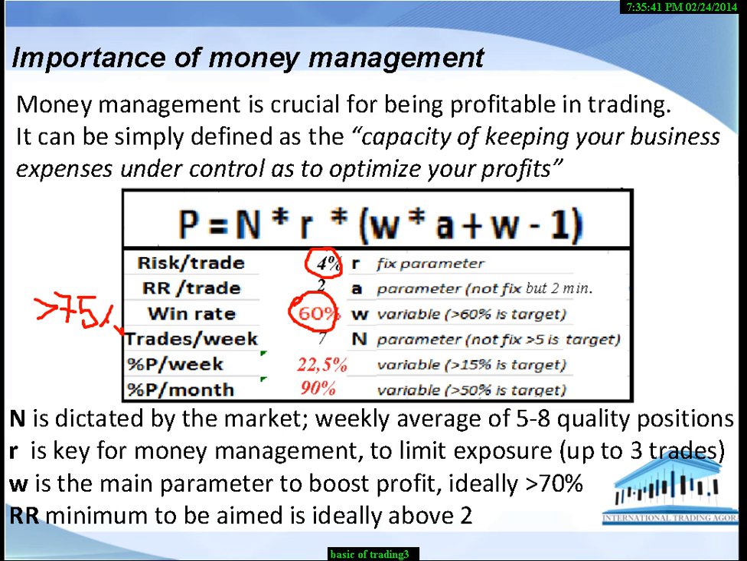Trade per week, it's a bit on the optimistic. I would say 7 per week, but certainly between 4 and 5 trades per week. And then this is the calculation of how much you would make per week and per month. As we said, this is still a bit on the high side, but our target is to achieve at least 80% on a monthly basis.